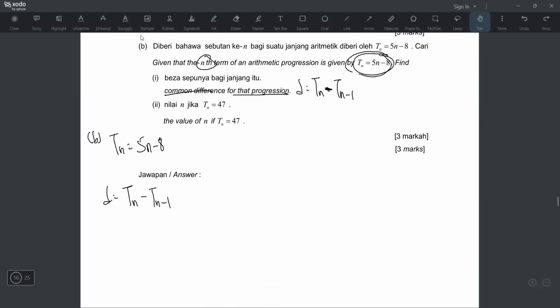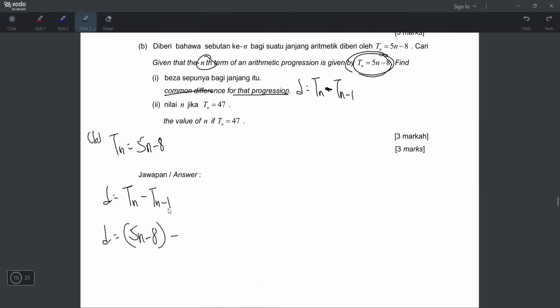So do that lah. Alright, so d is equal to Tn, which is 5n minus 8, but let's put it in the bracket. And then minus Tn minus 1. Okay, for this, I will use the same formula, 5n minus 8, but the n has to be replaced with n minus 1. So now it becomes d equals 5n minus 8 minus, okay, be careful. This one, dalam ni dia ada banyak term.